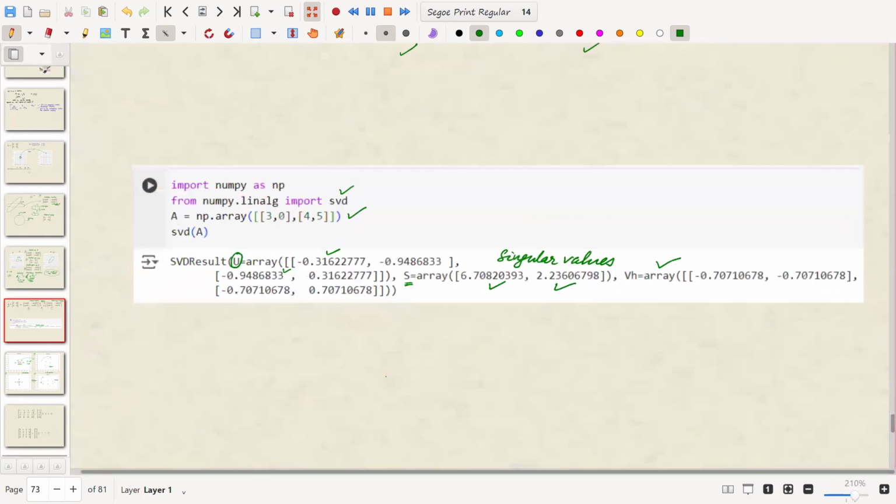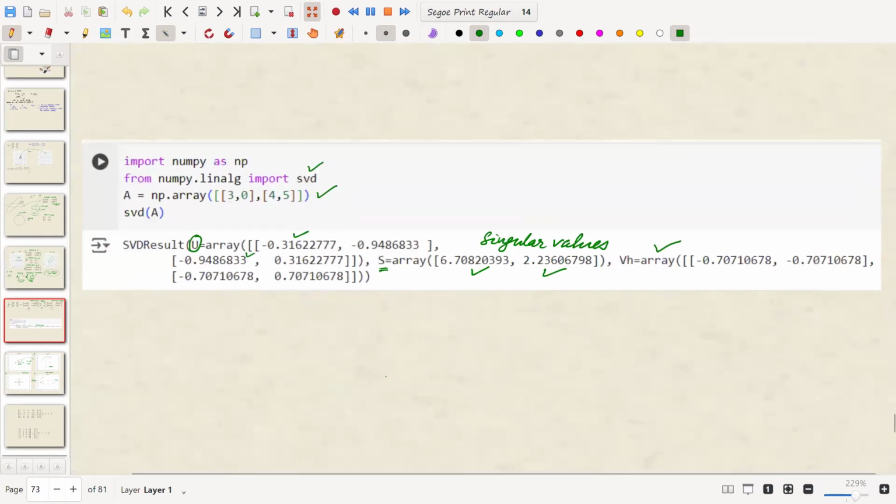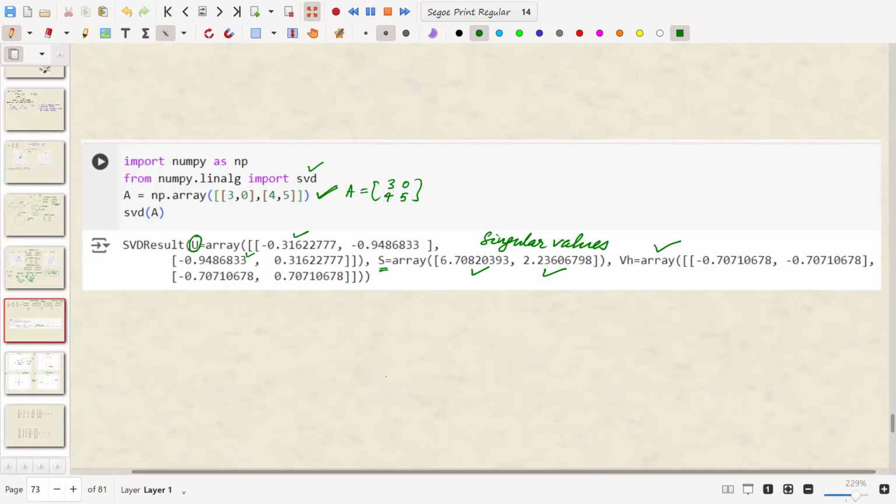Let me zoom in here. What we do here, you define the matrix A, whose SVD you need. Through this definition, can you see that A is 3, 0, 4, 5? Okay for you? Yes. Then what you do? You apply SVD of A. SVD is a function, and you input matrix A into it. And what output you get?